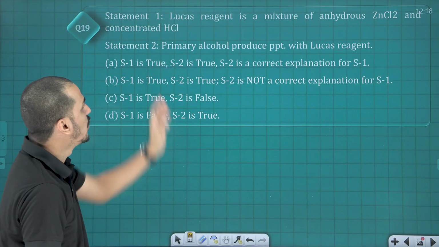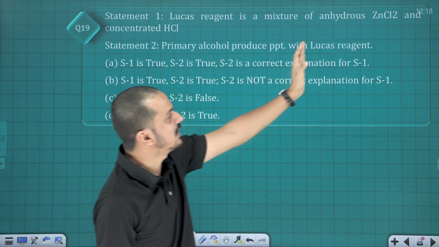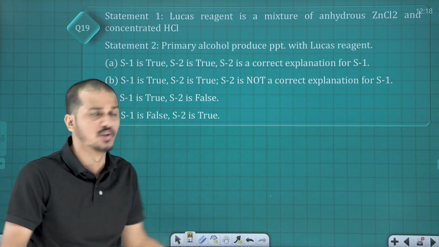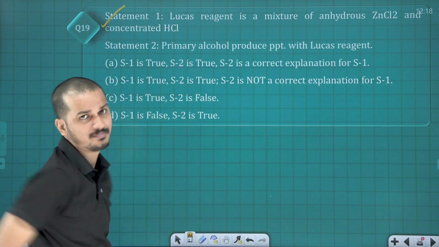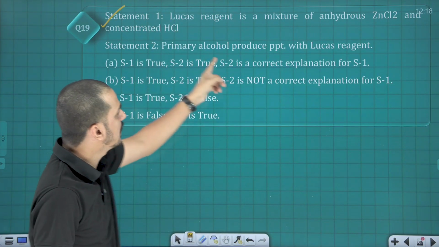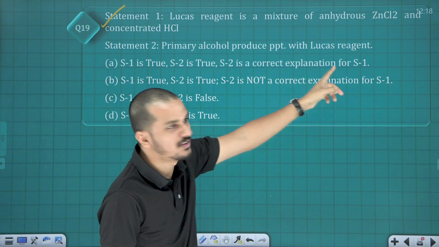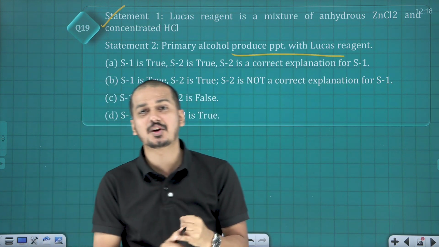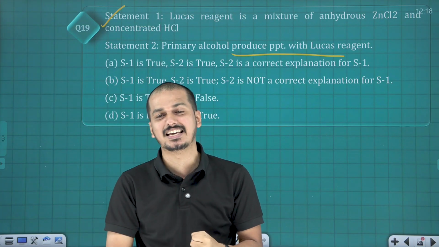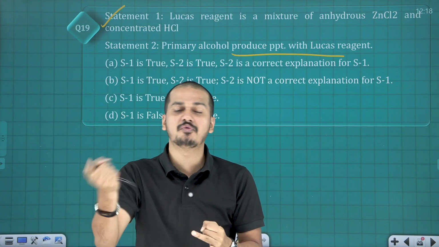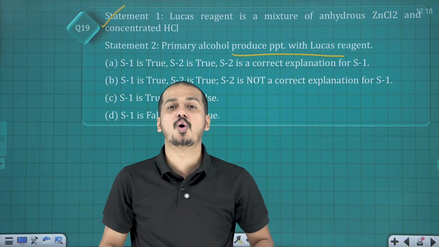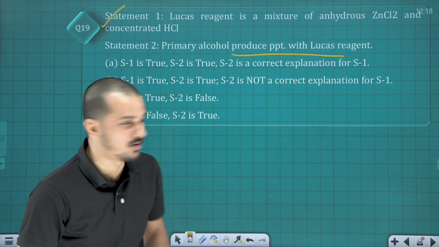Statement 1. Lucas reagent is a mixture of anhydrous zinc chloride and concentrated HCl. Of course, that statement is correct. Statement 2. Primary alcohol produces precipitate with the Lucas reagent. Wrong. Why wrong? Tertiary alcohol will give immediate turbidity. Secondary alcohol will give within 5 minutes. And the primary alcohol will give precipitate only on heating.